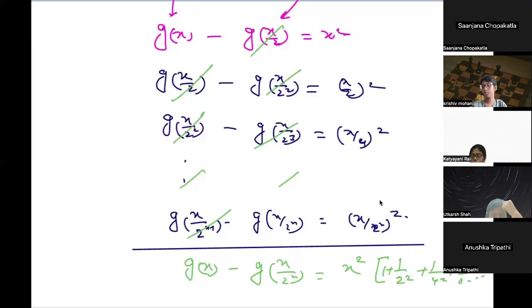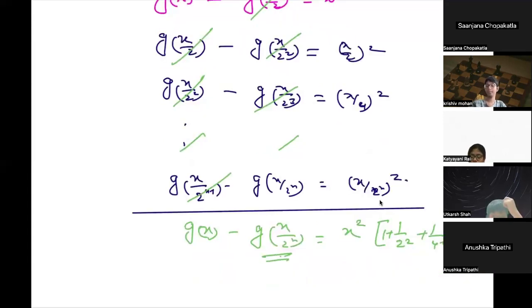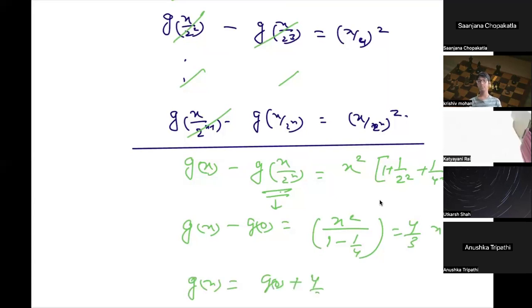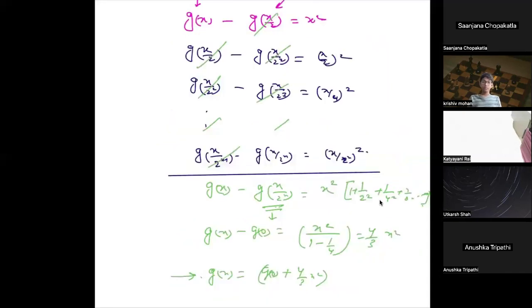So g(x) minus g(0) is equal to x square times (1 minus 1 by 4). That will be 4 by 3 x square. So g(x) is equal to g(0) plus 4 by 3 x square. But you have to find f(x). Same operation you have to apply on this. Please see this carefully. Is this okay? Good one, na?